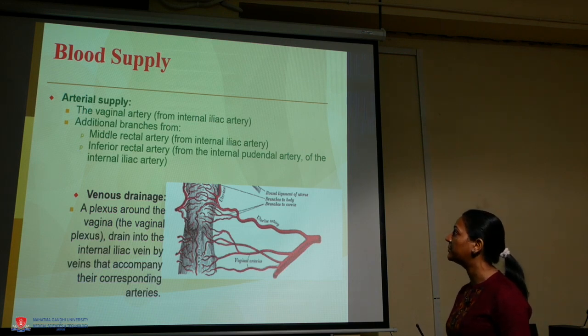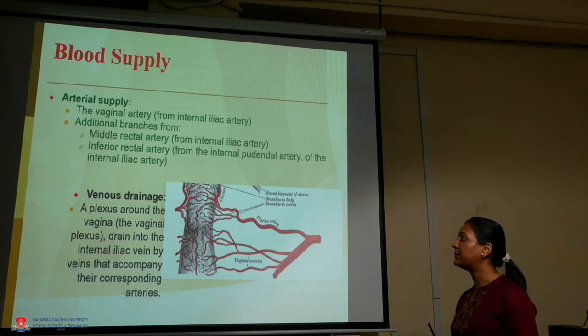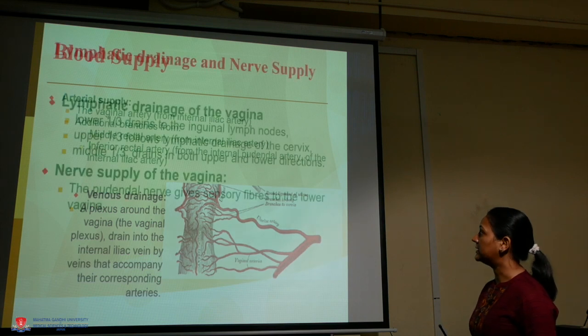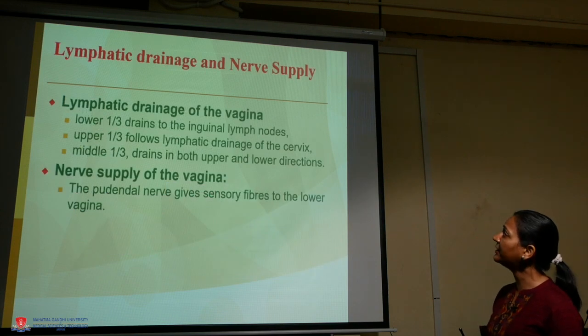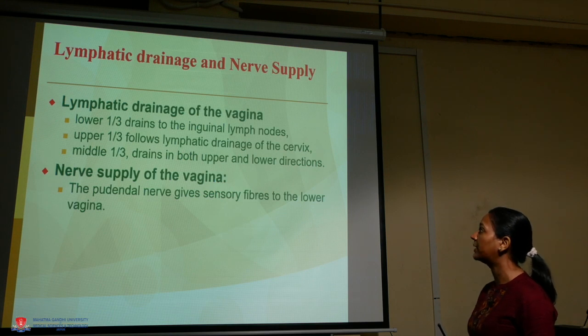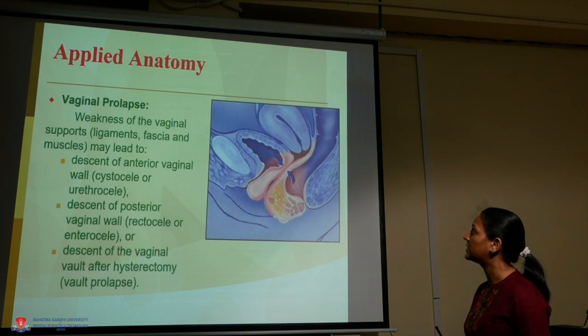Blood supply is arterial from the vaginal artery, and additionally from the middle rectal and inferior rectal arteries. They are branches of the internal iliac and the internal pudendal artery. Venous drainage is by the plexus around the vagina, that is the vaginal plexus, which drains into the internal iliac vein by veins that accompany their corresponding arteries. The lymphatic drainage of the vagina: the lower one-third drains into the inguinal lymph nodes, the upper one-third follows the lymphatic drainage of the cervix, and the middle one-third drains in both the upper and the lower directions. The vagina's nerve supply: the pudendal nerve gives sensory fibers to the lower vagina.